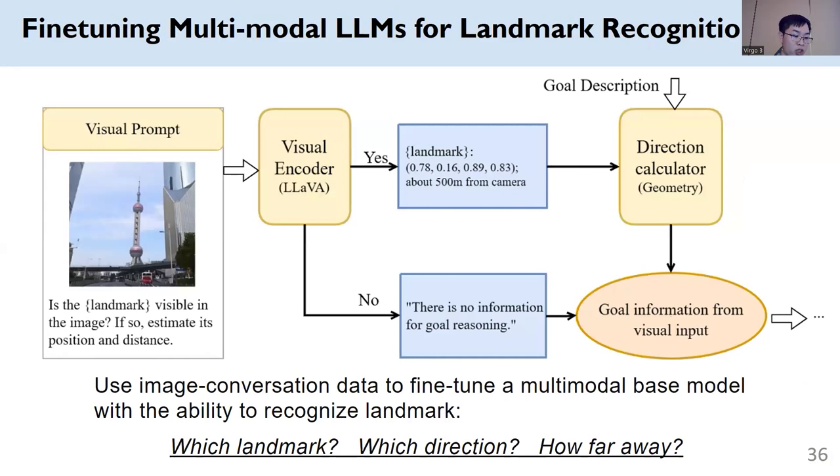So we construct image conversation data to fine-tune the multimodal LLMs with the ability to recognize the landmark. For example, in this conversation dataset, we ask the LLMs whether they have seen a specific landmark in the street views. If so, where is the landmark? Which direction is the landmark? And how far is it approximately, right?